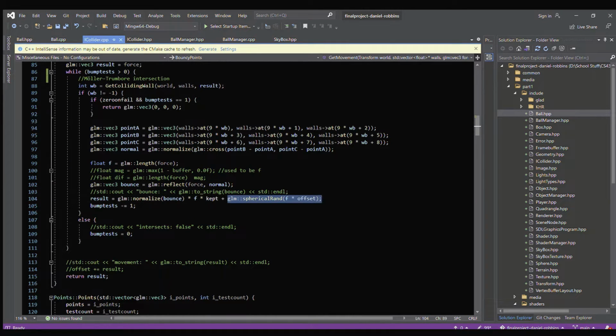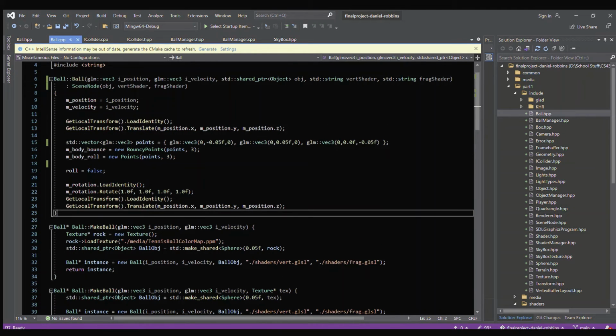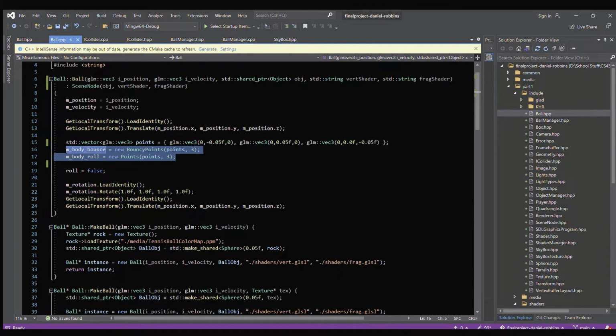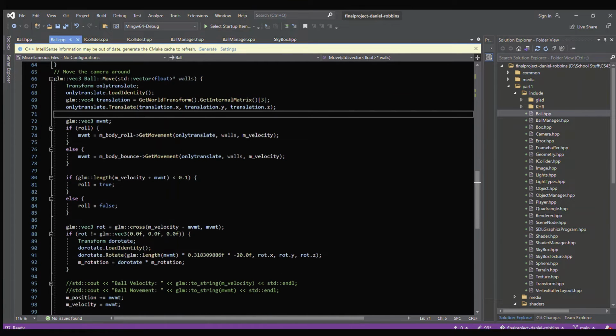Another trick I used was adding a little randomness in the X, Y, and Z so that the ball seems more realistic. Another trick I want to highlight is that instead of the ball having one collision body, it has two, one which bounces and one which rolls. And it switches from the bouncing one to the rolling one if the acceleration due to gravity is equal to the acceleration due to normal force, basically meaning that it's on a surface.